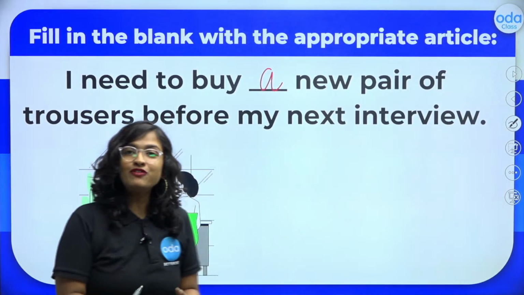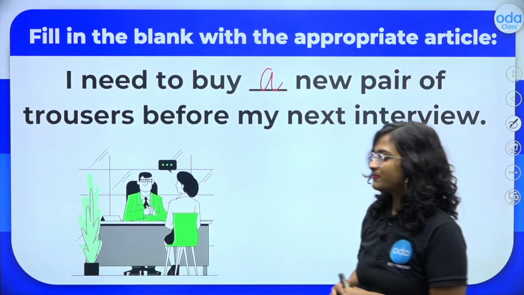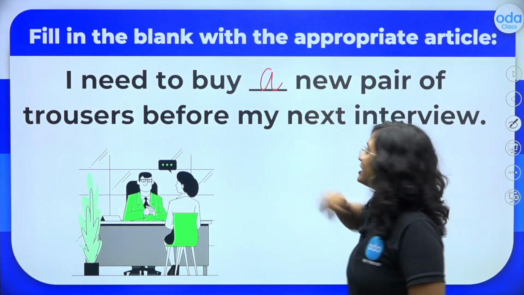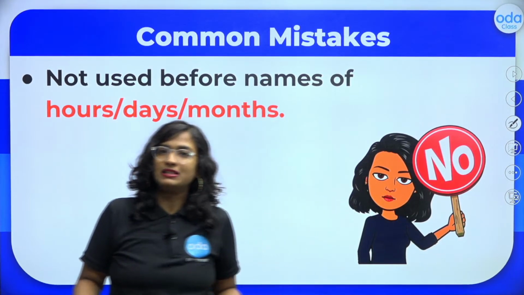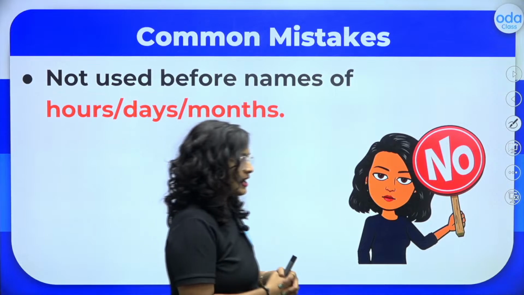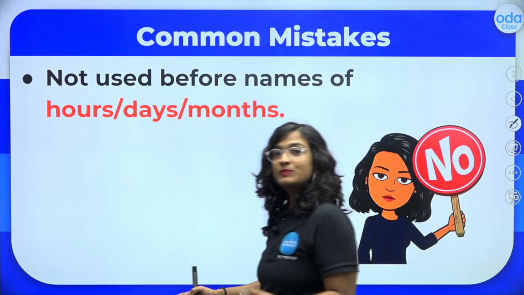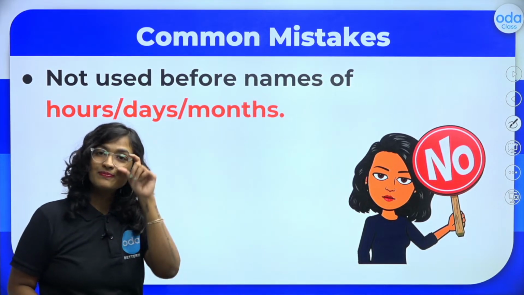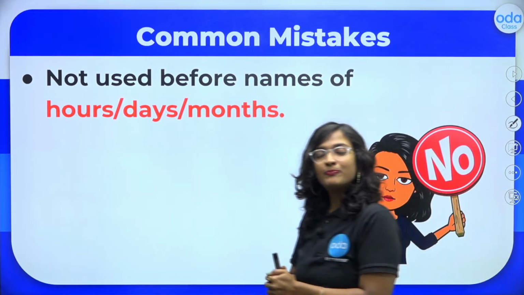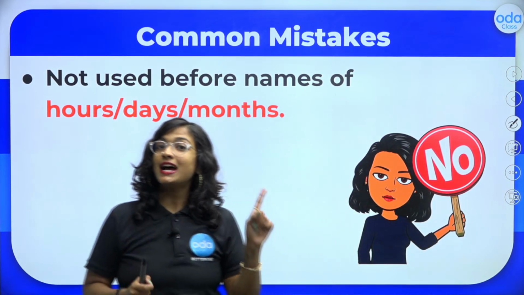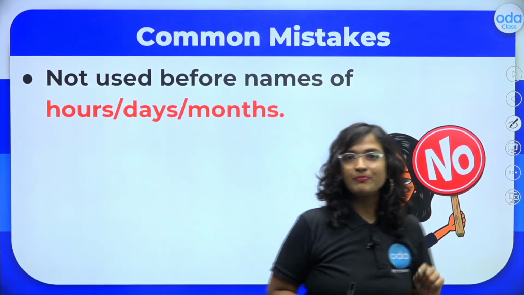Because now let me move on and let me quickly go over where we should not use our articles. Okay, now first place that we don't use, students, is before names of hours, days and months. So for example, I was born in January. I would never say I was born in the January, right? Similarly, I go to class at 6 p.m. I don't go to class at the 6 p.m. Okay? I go to class at 6 p.m.